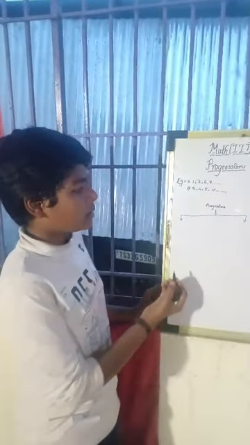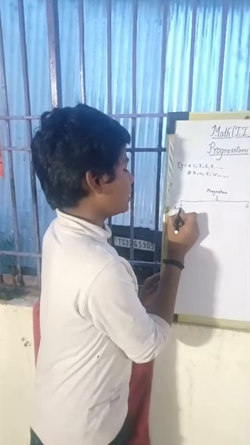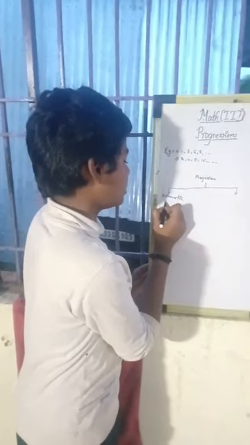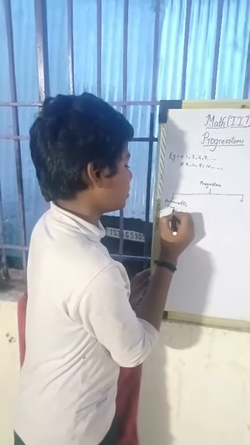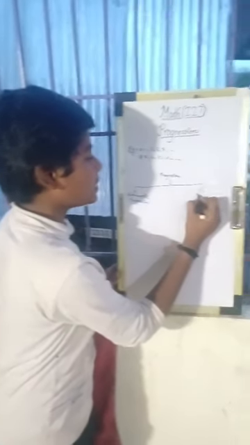Next, progressions are of two types: arithmetic progression and geometric progression.